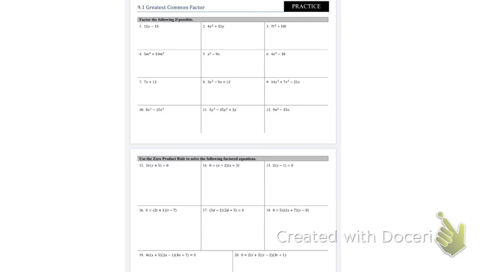I'm going to do a couple of the examples to make sure that we're comfortable with it. Keep in mind we're quizzing on Friday. I'll give you more information as we get closer to Friday.